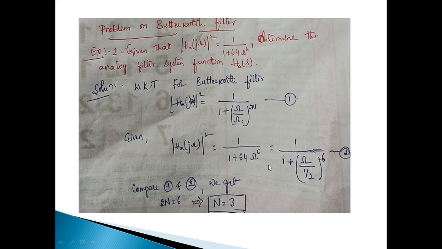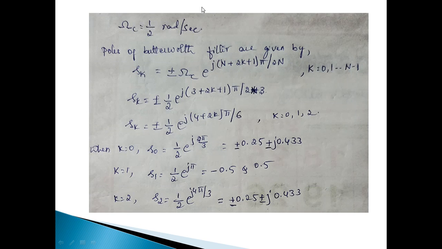So this given equation must be rewritten in this form. So that is omega divided by (1 by 2) whole power 6. So 6 can be rewritten as 2 into 3, right? Where we have a 2 as it is here, and 3 means that is the n value. And what about omega? In the numerator we have omega, and in the denominator we have omega c. What is the value of omega c now? That is 1 by 2 radians per second.